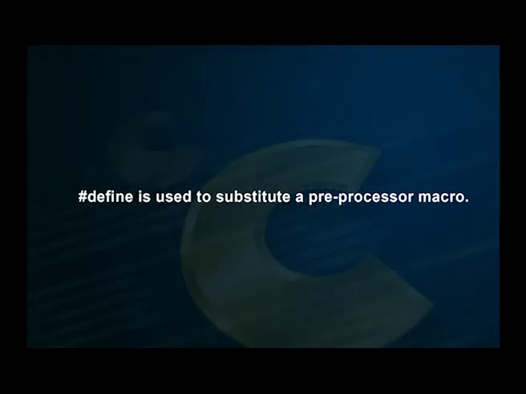The C preprocessor is not a part of the compiler, but is a separate step in the compilation process and is just a text substitution tool. It instructs the compiler to do required preprocessing before the actual compilation. The preprocessor commands begin with a hash symbol. Hash define is used to substitute a preprocessor macro. Let us see a sample program using hash define directive.